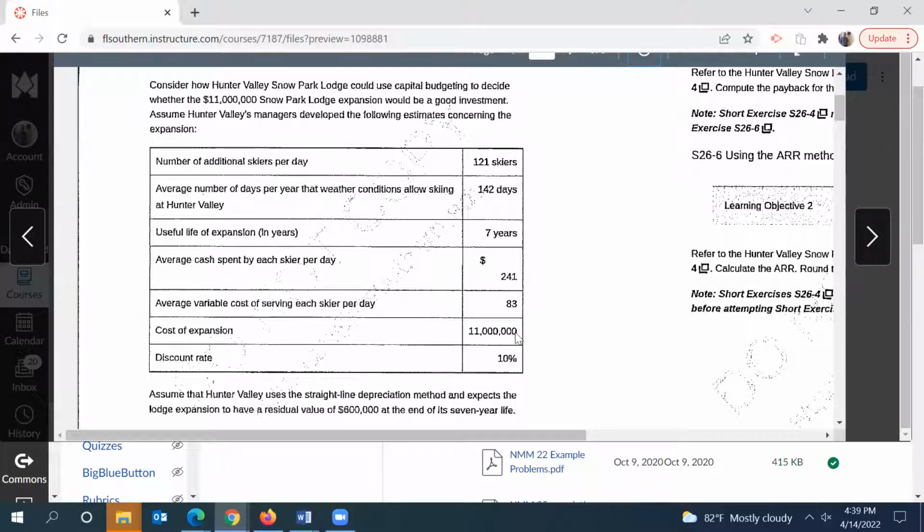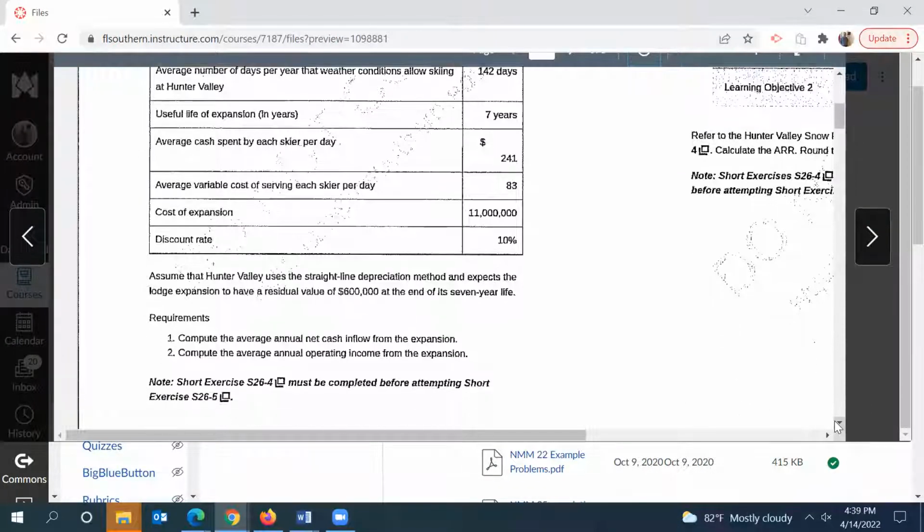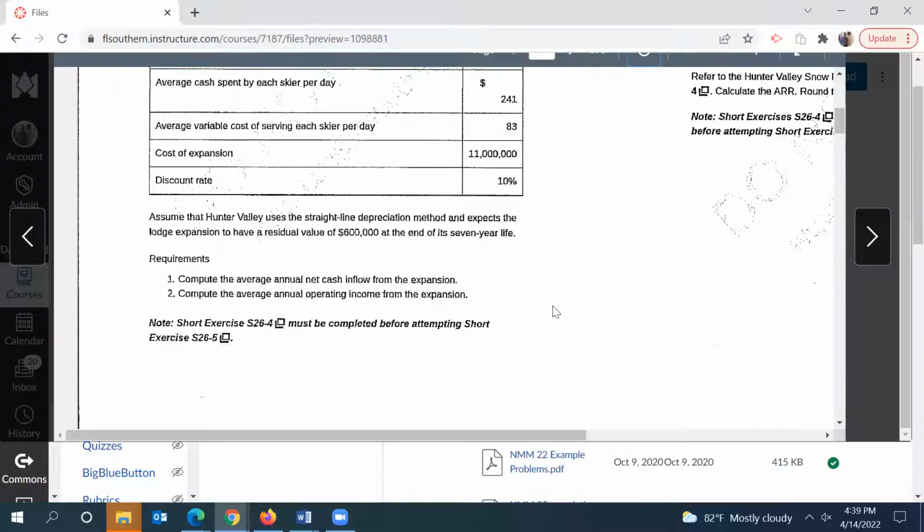Cost of expansion again is 11 million. Discount rate 10%. Don't worry about that until we get the time value. Then we are to assume the Hunter Valley uses straight line depreciation method, expects the lodge expansion to have a residual value of $600,000 at the end of its 7-year life. So somebody will take it off our hands, we think, for $600,000.